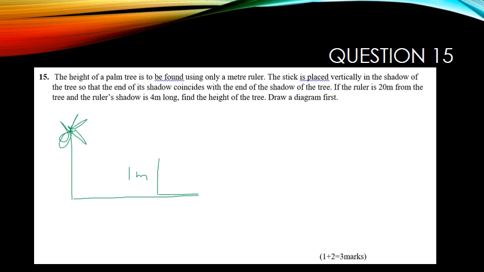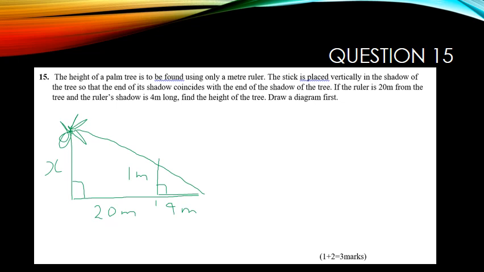So just like that. So if the ruler is 20 meters from the tree, so from here to here is 20 meters, and the ruler to the end of its shadow is 4 meters, so let's put that there and put a little dash here to know that they're separate. And let's just draw in our triangle and our right angles. Okay, so we need to find the height of the tree, so we can label that in as x.